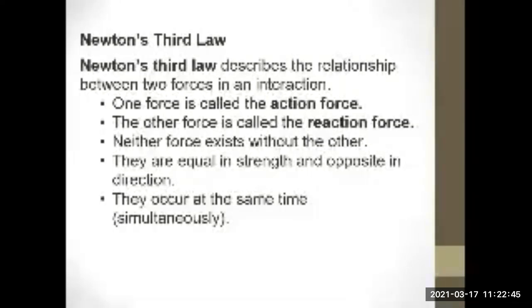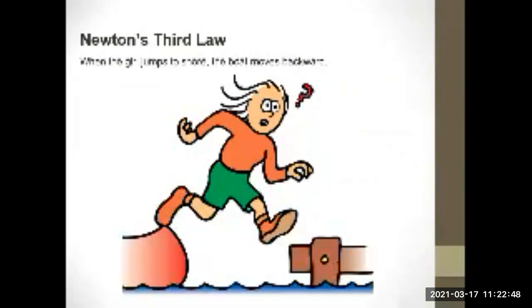Now, see Newton, when the girl jumps to shore, the boat moves back. Why? See, students, when the girl is jumping from a boat to a shore, force is exerted by the boat on the girl, so action is there, but with the same amount the girl is exerting reaction in the opposite direction on the boat, hence the boat is moving backward, right? So with the force the girl is jumping to the shore from the boat, with the same amount of force the boat will go in the backward direction.